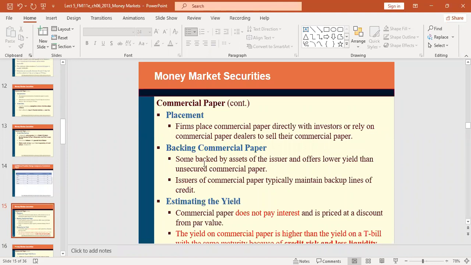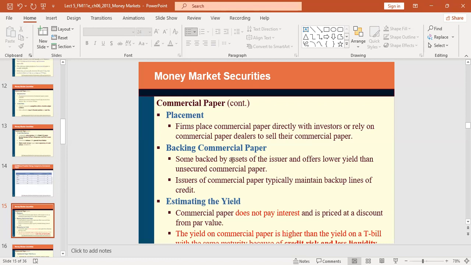As for the backing of commercial paper, some is backed by assets of the issuer. That is, the issuer says, if I default, I can sell my assets to pay you back. This type of commercial paper with backing is considered safe. But the issue is that it offers a lower yield, a lower return. Why a lower return? Because the issuer is already reducing your risk. The lower the risk, the lower the return. The higher the risk, the higher the return.